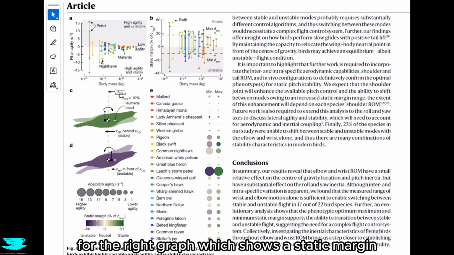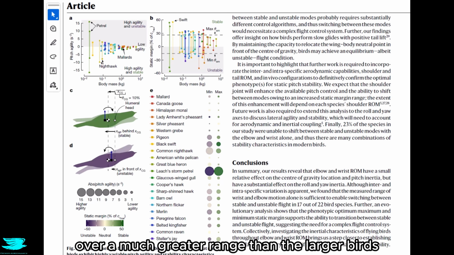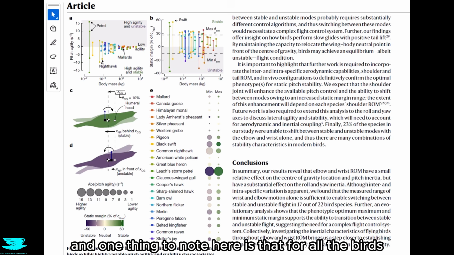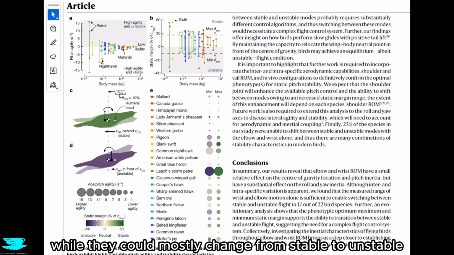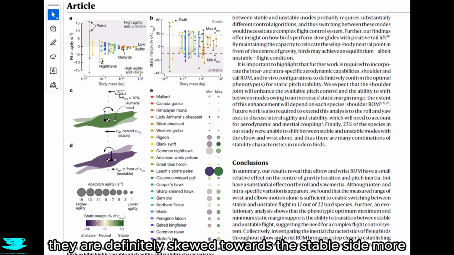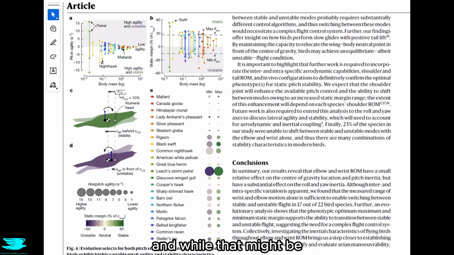What's more, for the right graph, which shows the static margin, the lighter birds, not the larger ones, can change the static margin over a much greater range. So the smaller birds can change the static margin much more than the larger birds. And one thing to note here is that for all the birds, while they could mostly change from stable to unstable, they are definitely skewed towards the stable side more, and that makes sense. I mean, it's easier to fly when you're stable.